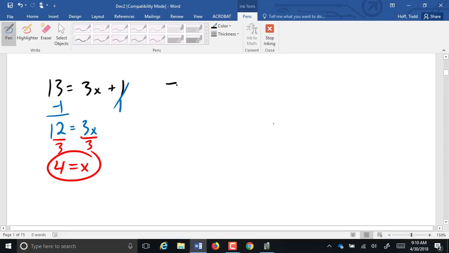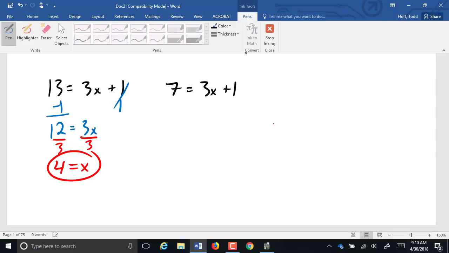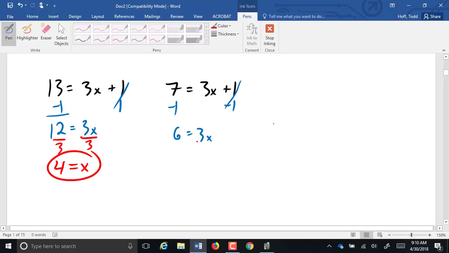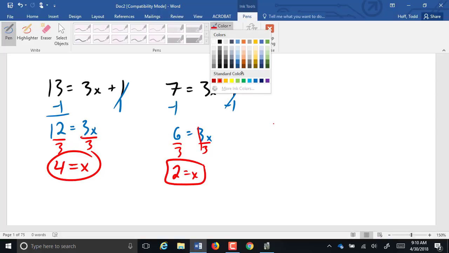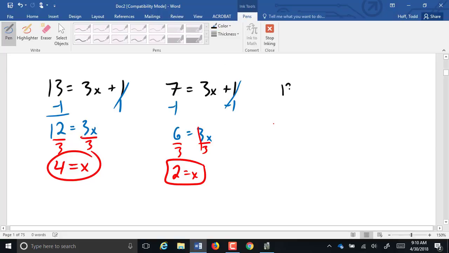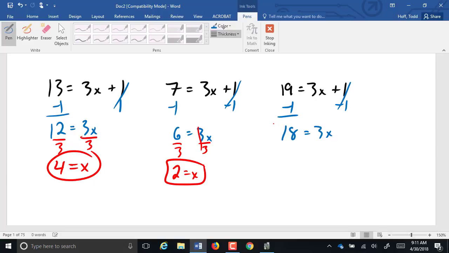Well, how is that different from this equation? It's a 7 instead of a 13, right? But when I go to solve it, what are my steps going to be? Exactly the same. I subtract 1 and then divide by 3. What about this equation? Same steps. You got it. Subtract the 1, divide by 3.